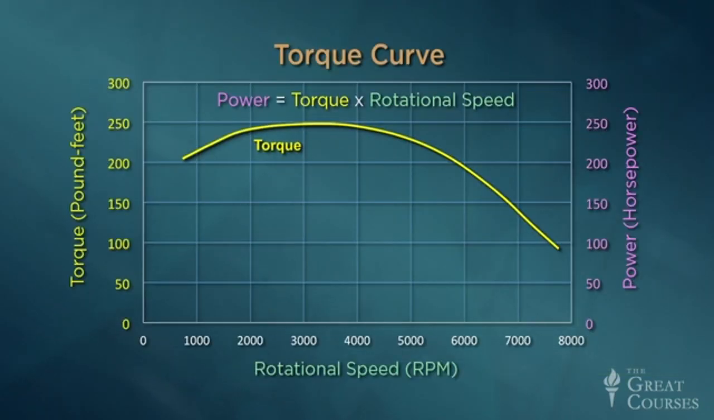But in practice, the real-world torque curve for a typical automobile engine looks more like this. As you can see, the curve remains relatively flat through the middle range of engine speeds, from about 2,000 to 4,000 RPM, typically, but it drops off sharply at lower and higher speeds.